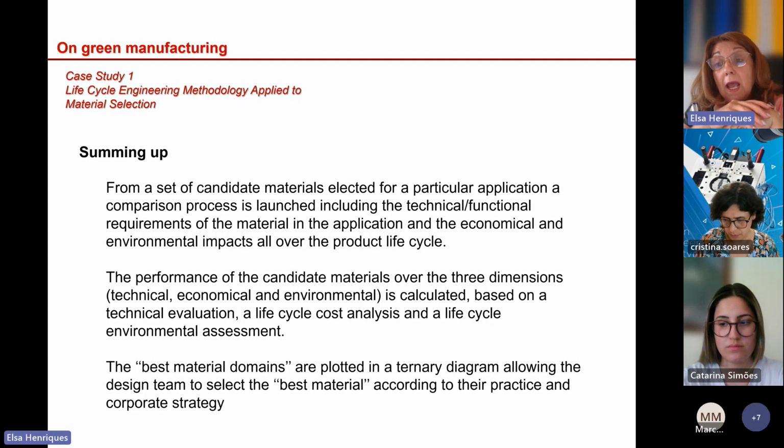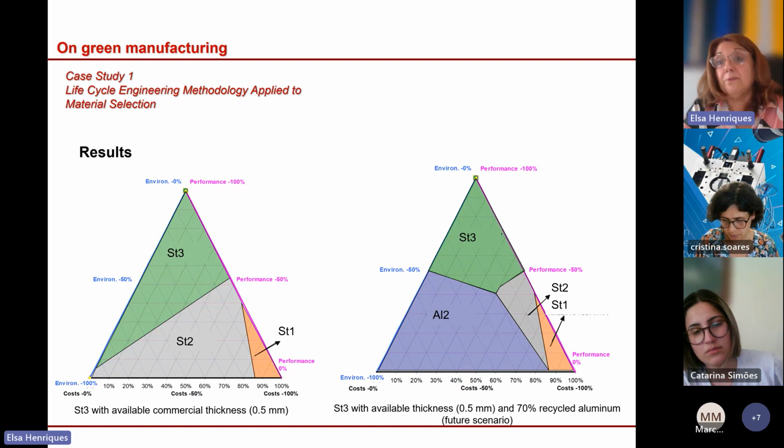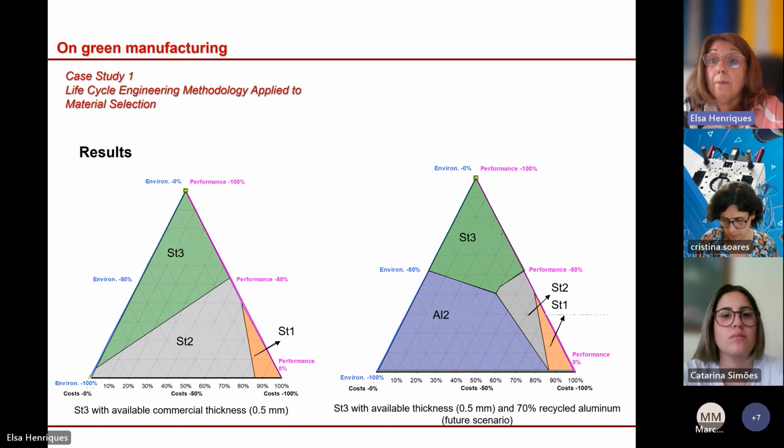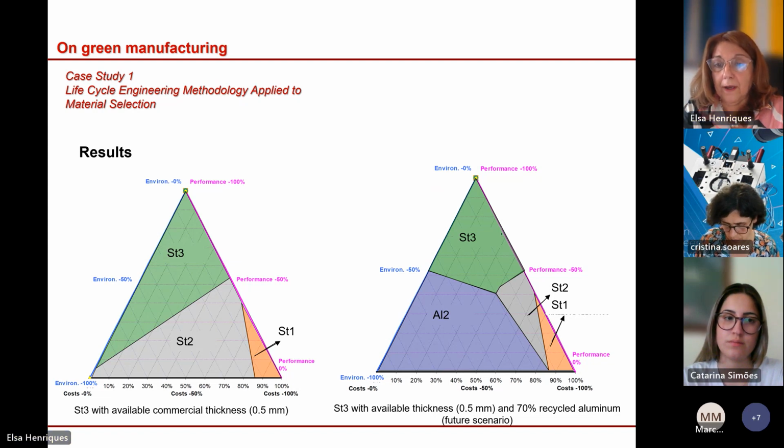Okay? And the best material domains are plotted in a ternary space, in a ternary diagram, allowing us to understand what are the best materials for the different applications, for the importance that I want to introduce to the different criteria, to the 3 criteria. Okay?